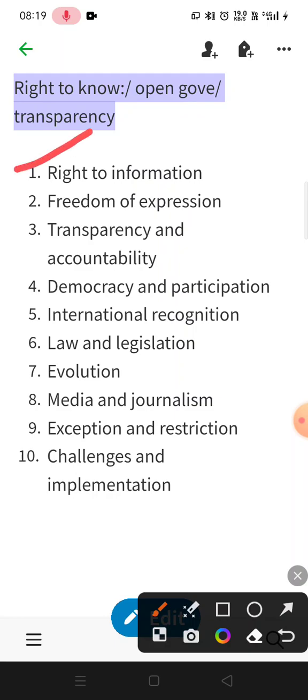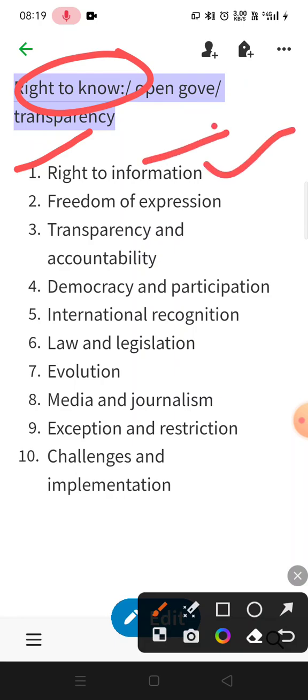Look, right to information. Right to information is also right to know. Right to know is also known as right to information, so there is no difference, by the way. Previously it was right to know, and now you can say right to information as well. What it requires is simple: you ask the government about their initiatives, and they will provide it to you. Those kinds of rights come under the right to information.